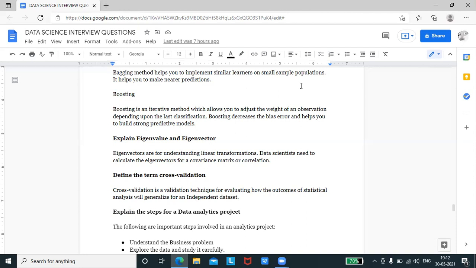So what are the methods used for cross-validation? There are some common methods that are used for cross-validation, like validation set approach, leave P out cross-validation, leave one out cross-validation, k-fold cross-validation, and stratified k-fold cross-validation. These are the different types of cross-validation used in machine learning.